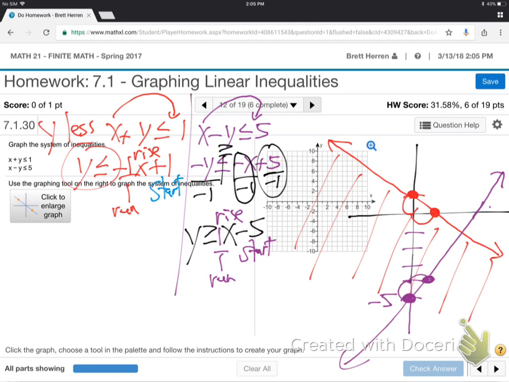Now, where are we supposed to shade? Is that okay so far? So I started at down 5, went up 1 over 1, connect the dots. These are all solid lines. We have the solid bar, solid line. So do I shade above or below the purple one? What does it say? Y is greater, above. So I'm going to shade above the purple one. So where do the two shadings overlap?